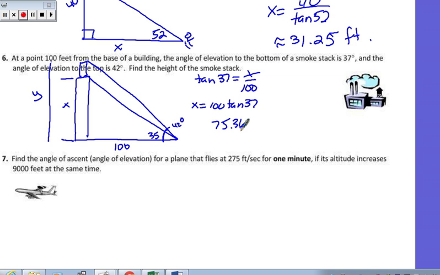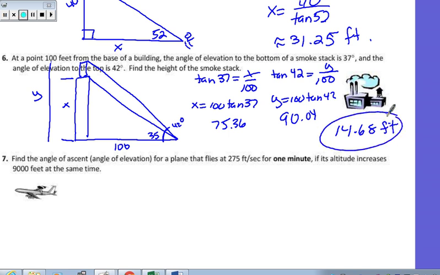Now I'm going to solve for Y, from the ground to the top of the smokestack. Again, it's still opposite and adjacent, so I'm still using tangent. The thing that changes now is the degree, which we're going to use 42, is equal to Y over 100. Again, we're going to use our cross products here. And that turned out to be about 90.04. Then to get the height of the smokestack, we're going to subtract these two numbers, and you get about 14.68 feet.